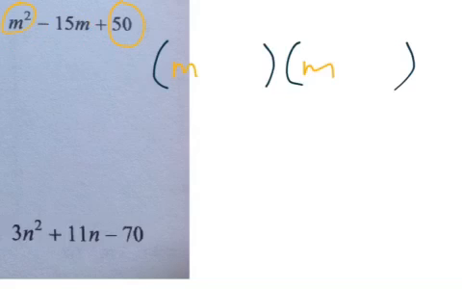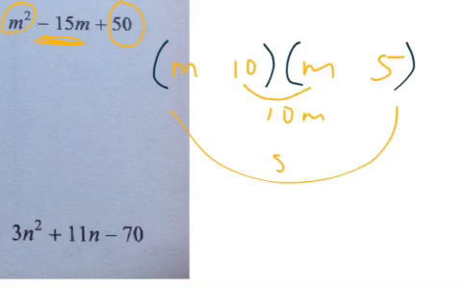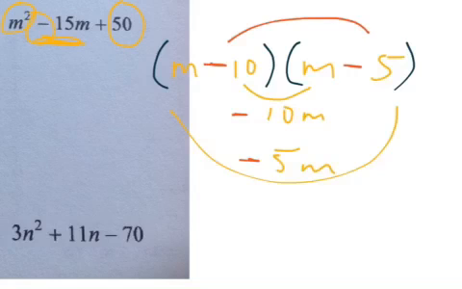I notice 50 is normally 10 times 5. Can I get a minus 15? Well, I know 10m and 5m add up to 15. Now I need a negative, so I'm just going to make sure they're both negative, right? Because a negative 10 and negative 5 is negative 15m. Negative 10 times negative 5 as well is positive 50.